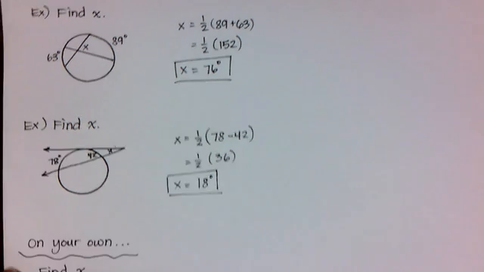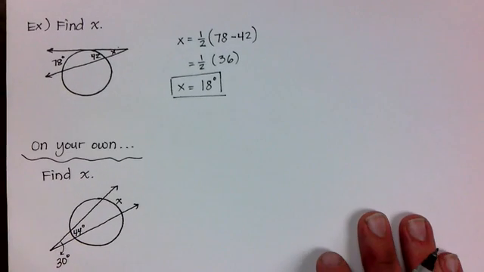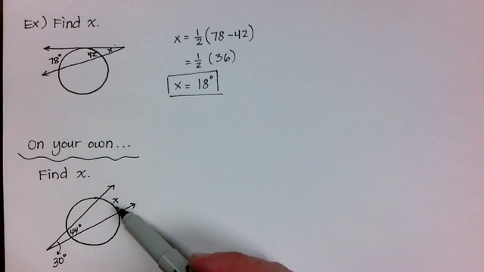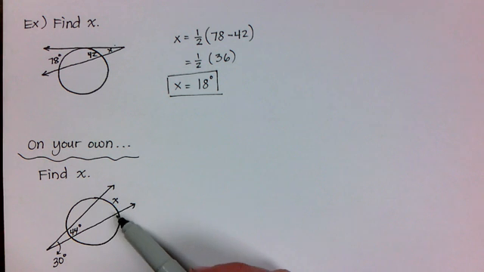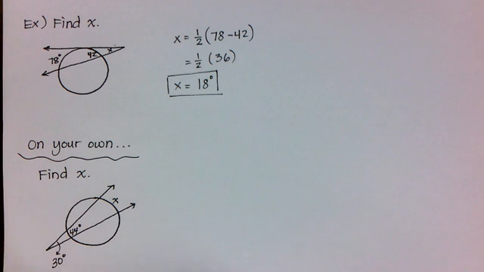So I have one problem for you to do on your own. I want you to find x. This time you're given the angle, you're given the degree of the smaller arc, but not the degree of the larger arc. So again, use the same formula to find the measure of this longer arc. And that's it for today's lesson. So I'll see you in class.